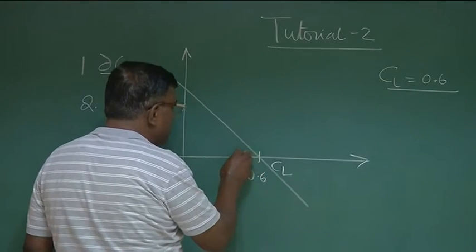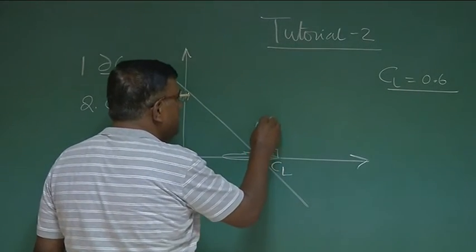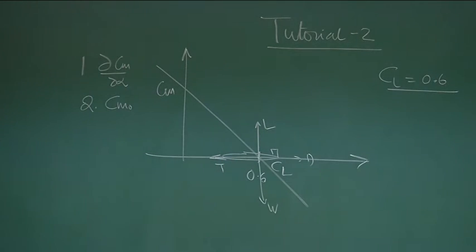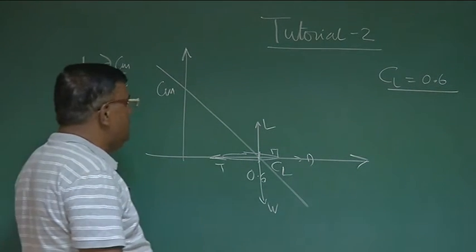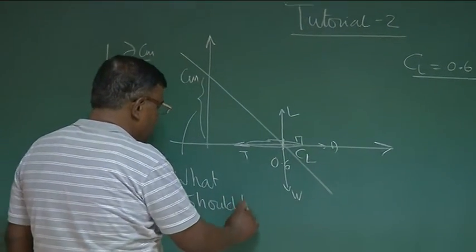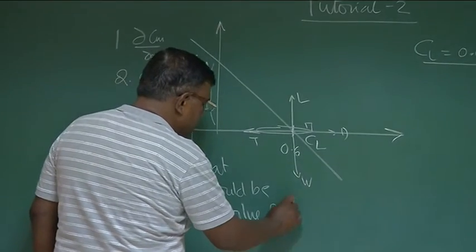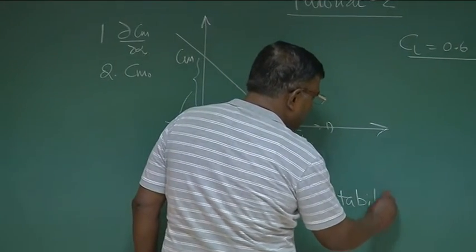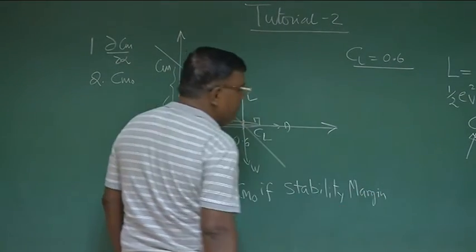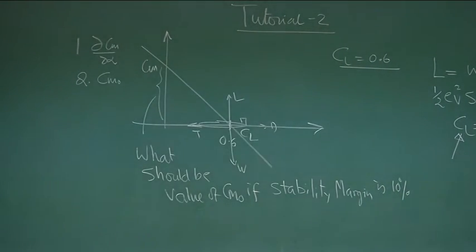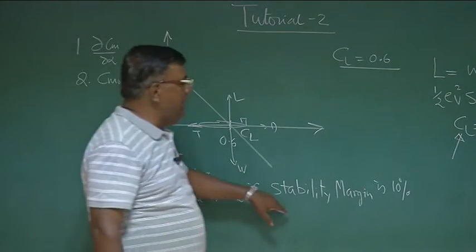Correct? So if I try to visualize, that means at this point, lift and weight are equal, and of course, since it's a cruise, thrust and drag are also equal. Right? And it goes without saying, the Cm is also 0. Now the question is, what should be the value of Cm naught if stability margin, or static stability margin, is 10%? This is the question. What should be the value of Cm naught if stability margin is 10%?